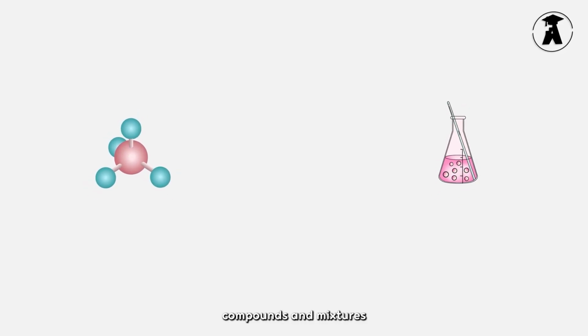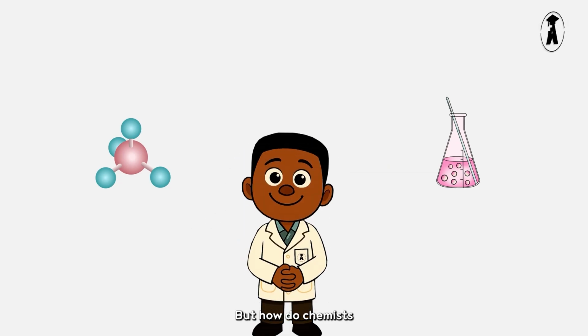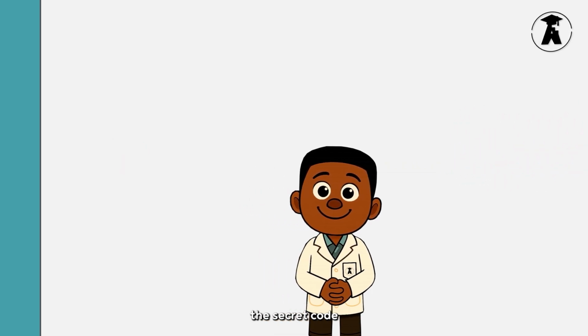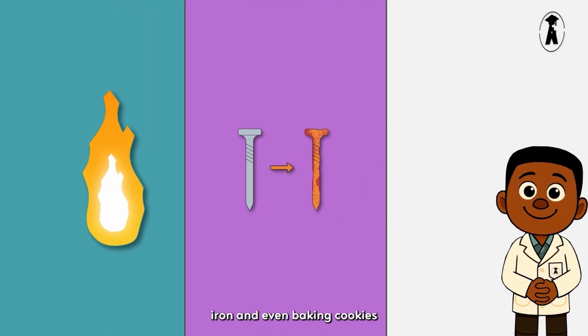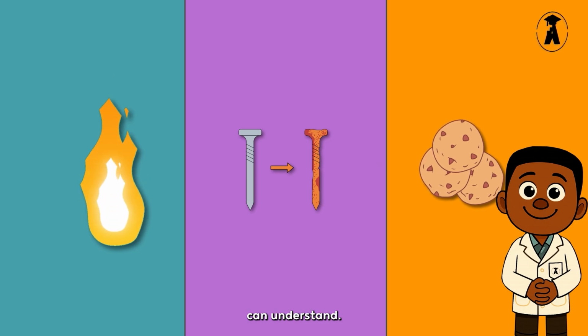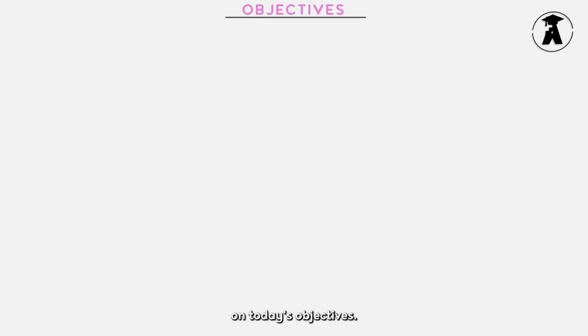In our last video, we saw how compounds and mixtures shape the world. But how do chemists describe these changes? Enter the chemical equation, the secret code that turns burning fuel, rusting iron, and even baking cookies into a language every scientist can understand. Let's pay attention to today's objectives.